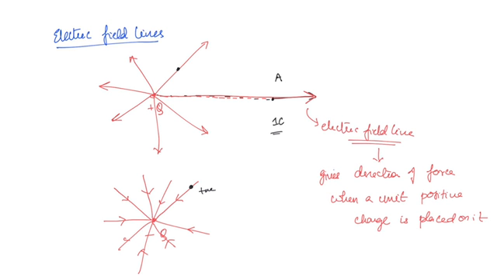Later on we are going to see the electric field lines for different charge configurations. For an infinite line, for an infinite sheet, what is going to be the electric field line? So this we are going to see.